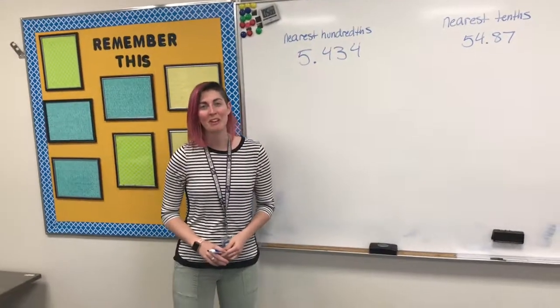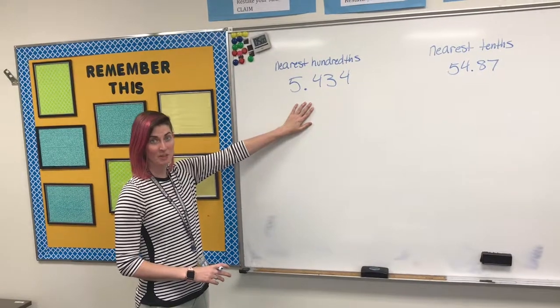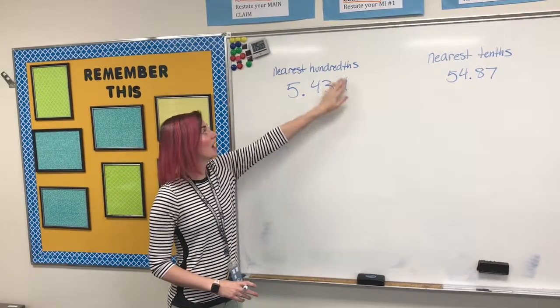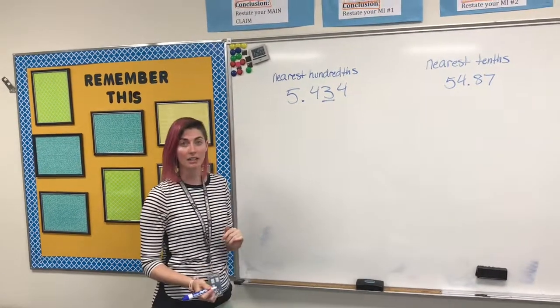In this video, we're going to be rounding decimal numbers. So for our first example, we're going to round to the nearest hundredths place value. We have 5 and 434 thousandths. We're rounding to the hundredths, so we're going to go to the hundredths first and underline it.